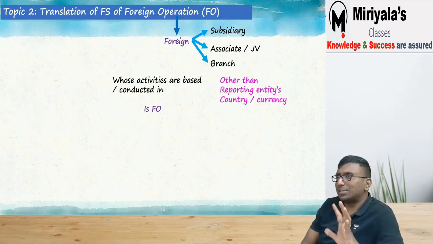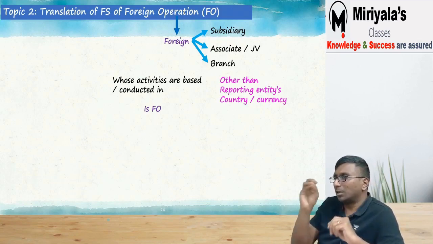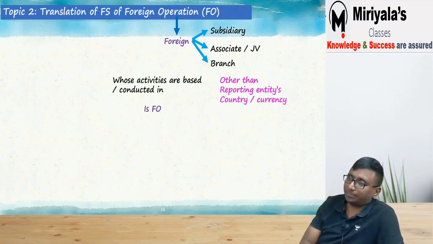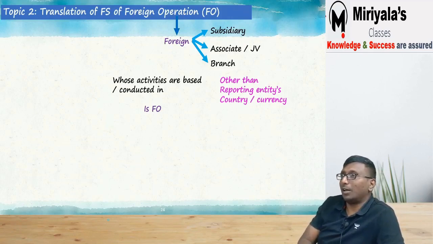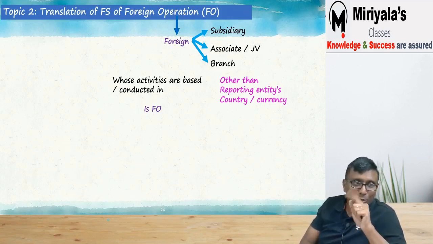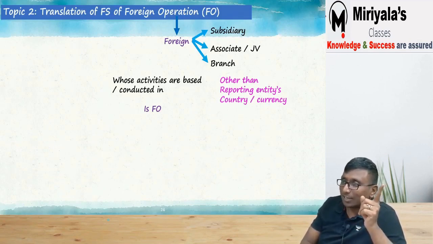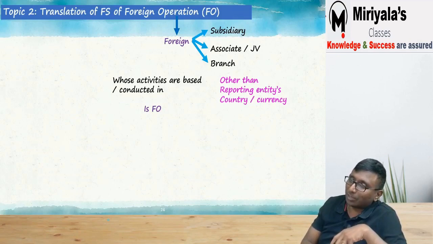They will sell it and collect it from the customer. It's just like a sales branch for me, like a sales office. That is an integral foreign operation. Tell me, a foreign branch is also supposed to decide what its functional currency is. Are you getting my point? When they decide the functional currency, what is the functional currency for them?